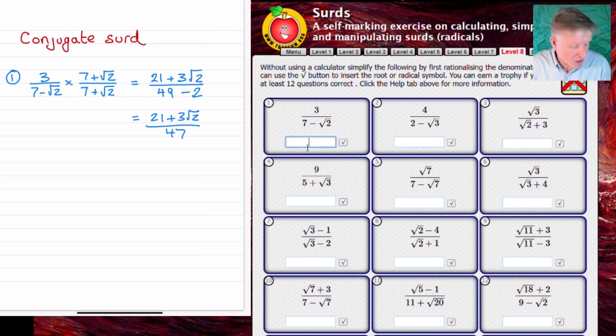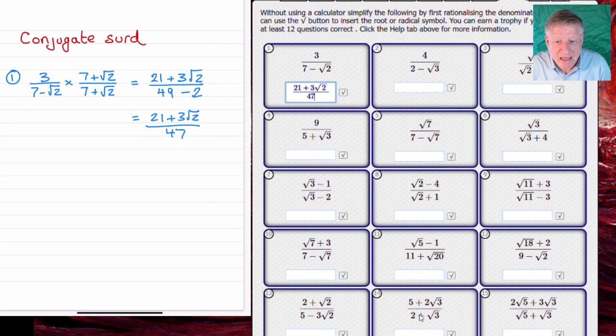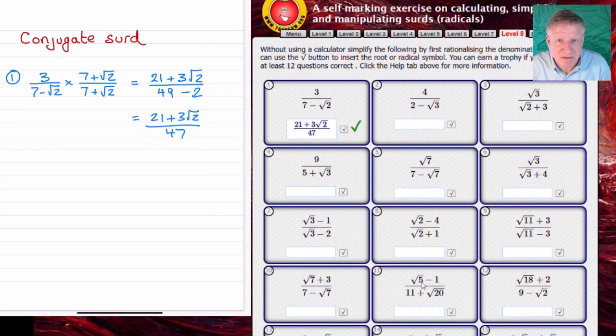So let's see if we've got this right. I type in 21 plus 3 square root of 2, and then I want to put all of that on top of the fraction as the numerator, so I hold down the shift key and the backspace to highlight it all, and then I press the / button to put the fraction line in, the vinculum, and then I'll type in the 47 on the bottom of the fraction and check. Yes, it's right.